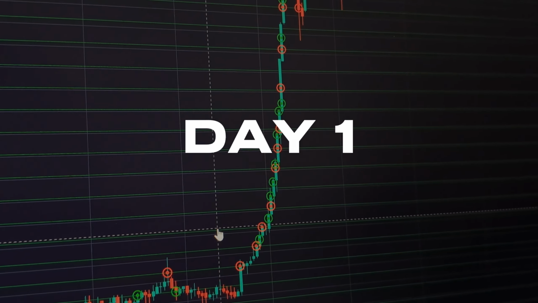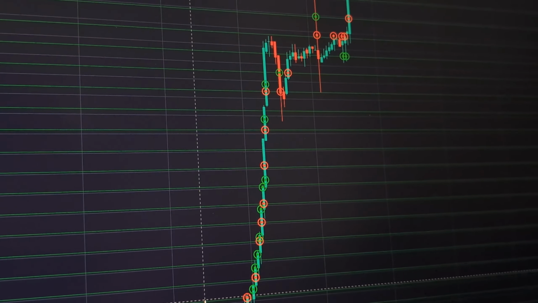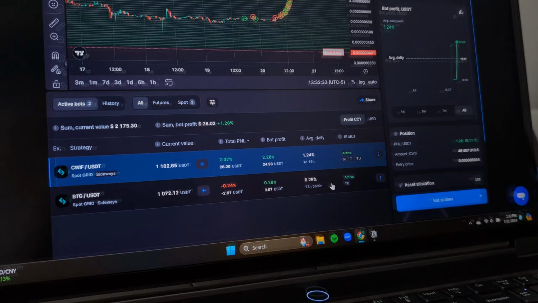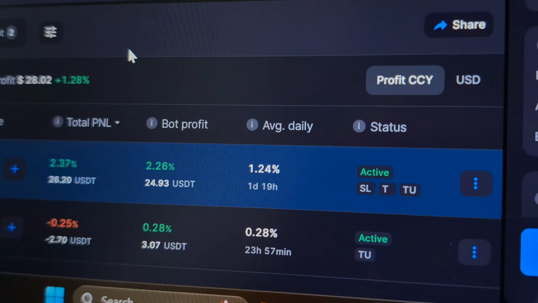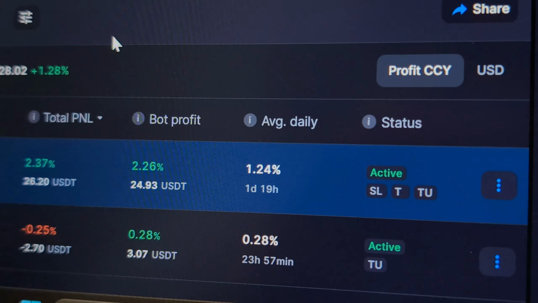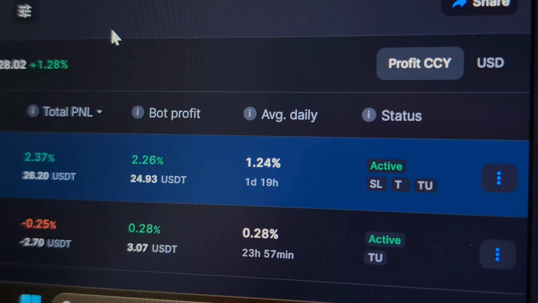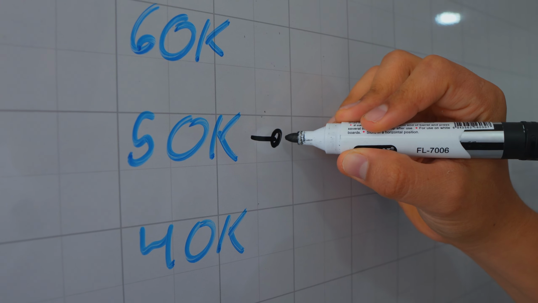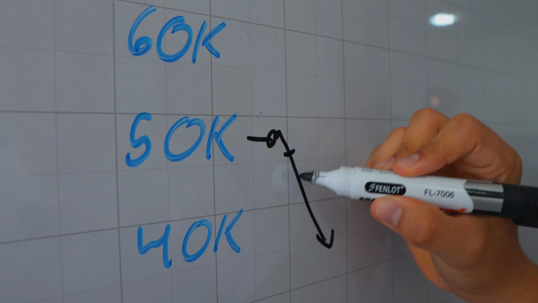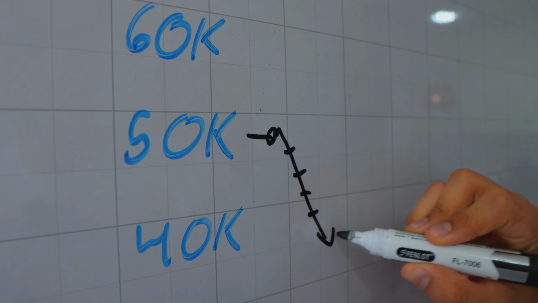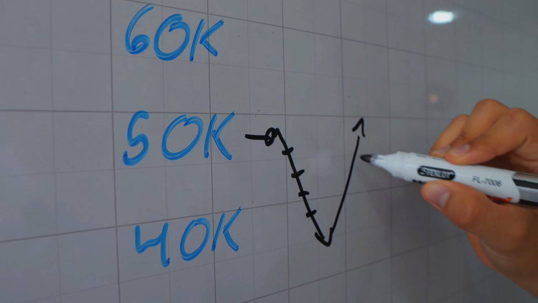Now, here's day one. I have had this bot running for 1 day and 19 hours, and so far it has been able to make 2.35% in total PNL, and it's currently generating 1.24% in average daily profit. So the way that Grid Bots work, for example, if Bitcoin goes down in value, the bot is going to trigger buy orders, buying it low, and then when it goes up in value, it's going to trigger sell orders.